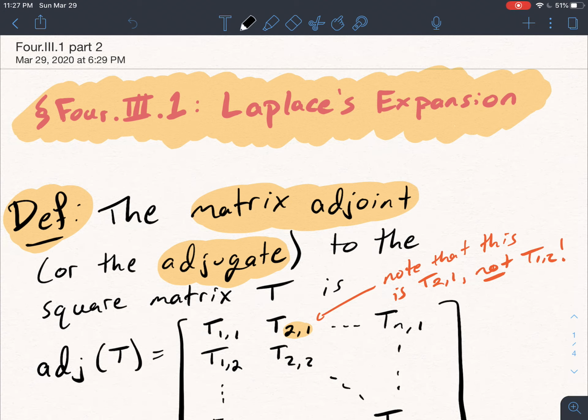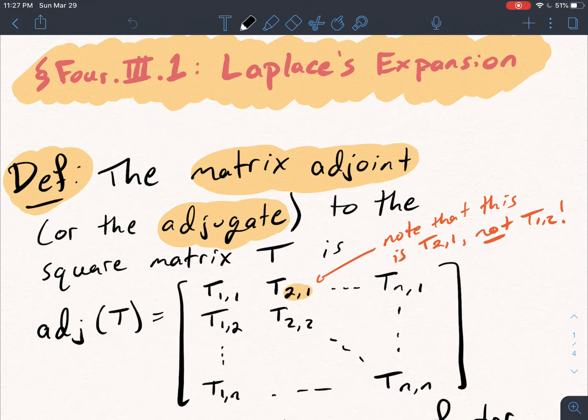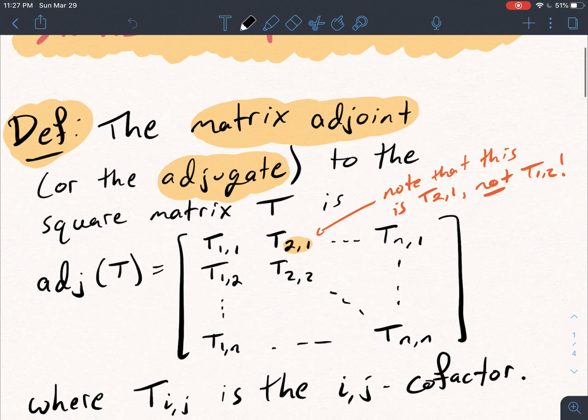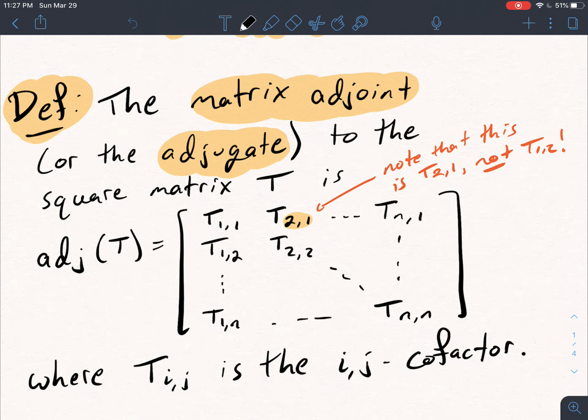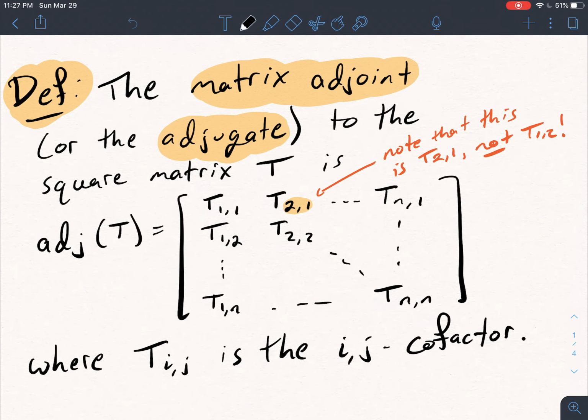So in the last section we talked about Laplace expansion, and in this section I want to use Laplace expansion a little bit to talk about matrix adjoints, sometimes called adjugates. So let's just jump right into the definition and then see some examples and how all this stuff is useful.